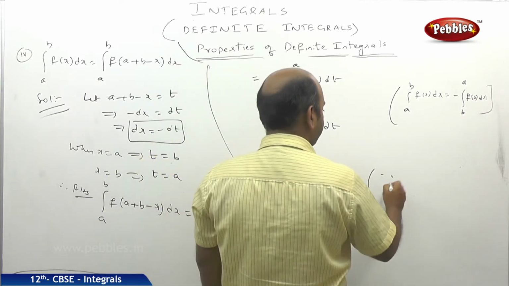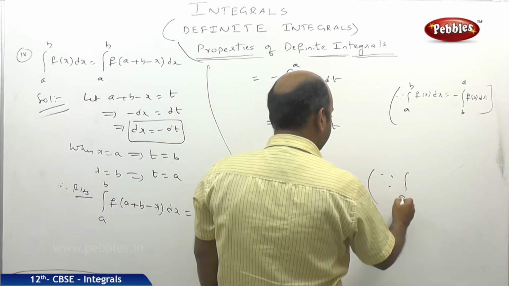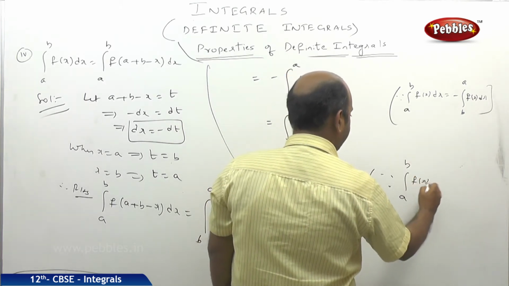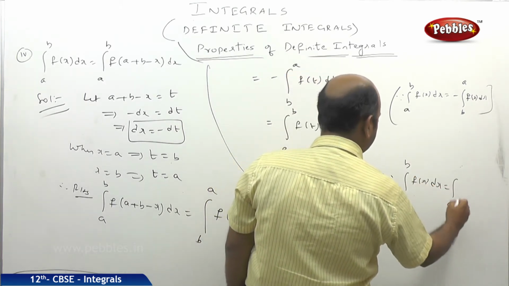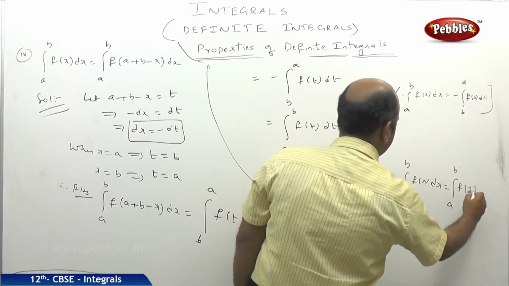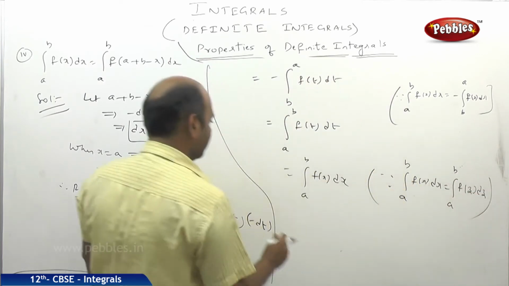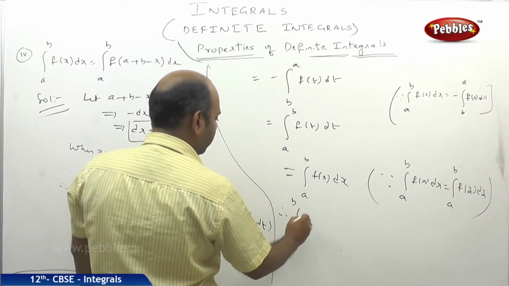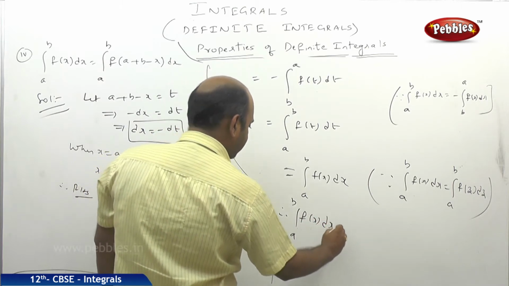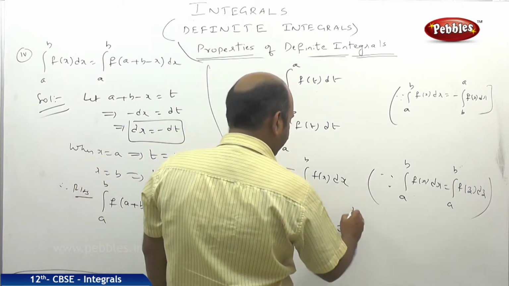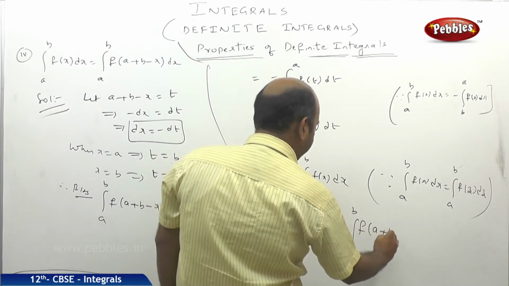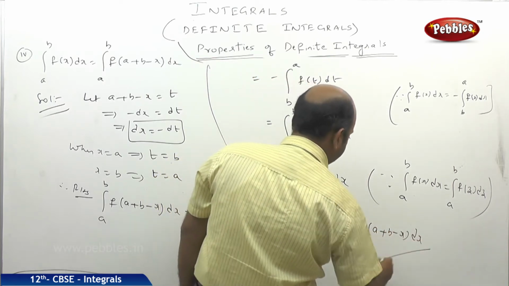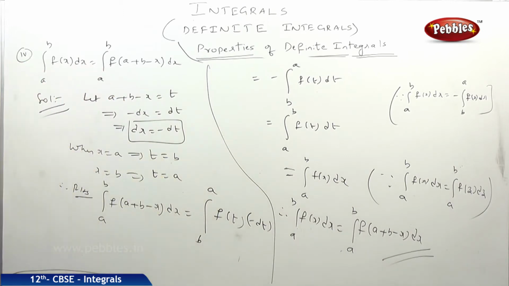How you got this means we used another property. What is that property? Integral a to b f of x dx is equal to integral a to b f of z dz. Therefore finally what can I give as a conclusion, integral a to b f of x dx is equal to integral a to b f of a plus b minus x dx. Sometimes this question they may ask in 4 marks also. You should remember this particular thing.